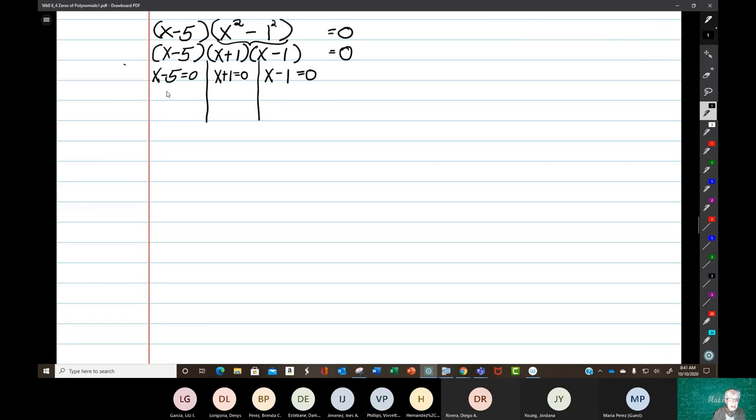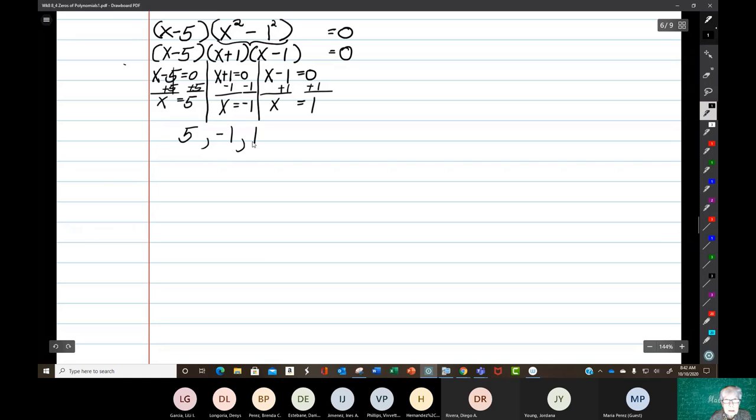Okay. And then I solve both. Here I add 5 to both sides, so x equals 5. I subtract 1 from both sides. 1 minus 1 is 0, so I have x equals negative 1. And then I add 1 over here to both sides. Negative 1 plus 1 is 0, so I'm left with an x on the left, and 0 plus 1 is 1. And now I have three zeros of the function. I have 5, negative 1, and 1. And they each occur only once, which means the multiplicity of each of these is 1.